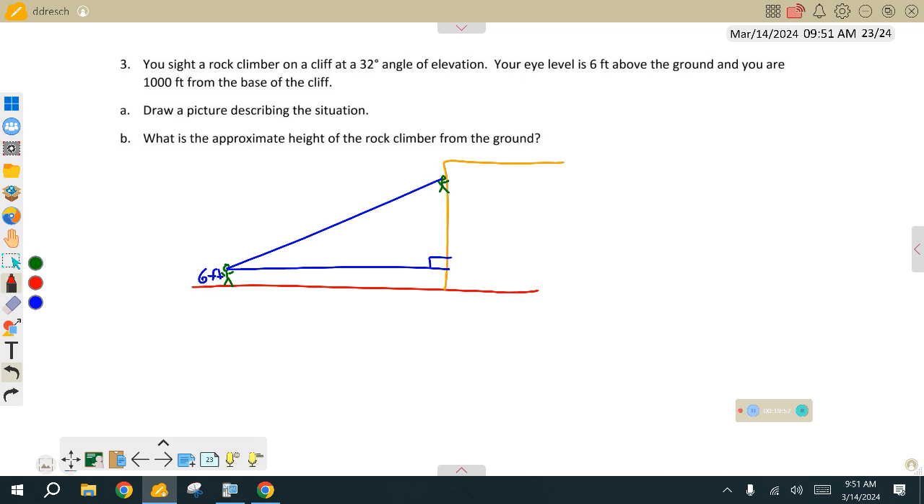Now, we get some other information thrown in. You are 1,000 feet away from the base of the cliff, right? So where's that going to go? That's your bottom, the bottom leg, the horizontal leg.